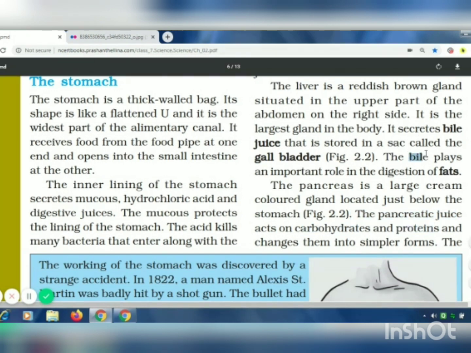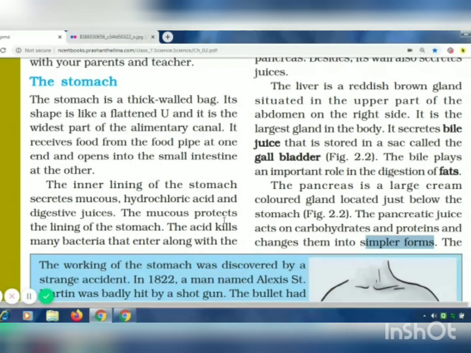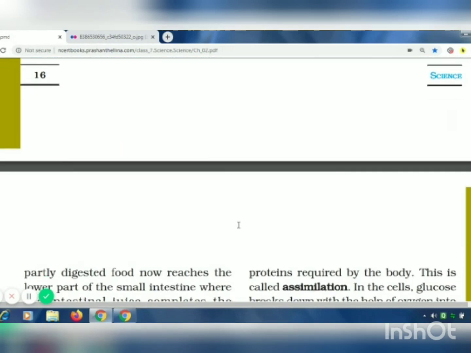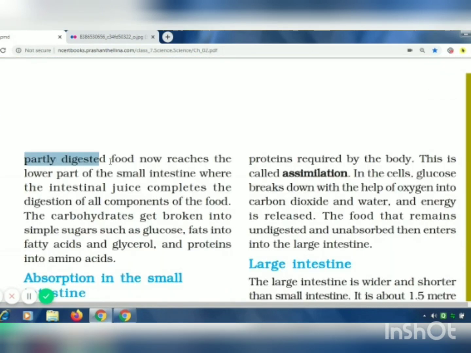What was the function of bile juice? To break down the fat into simple forms which can be absorbed by the body. Similarly, the function of pancreatic juice is to break down carbohydrates and proteins into simpler forms which can be absorbed by our body. So up till now the food has not been fully digested. It has only been partly digested.